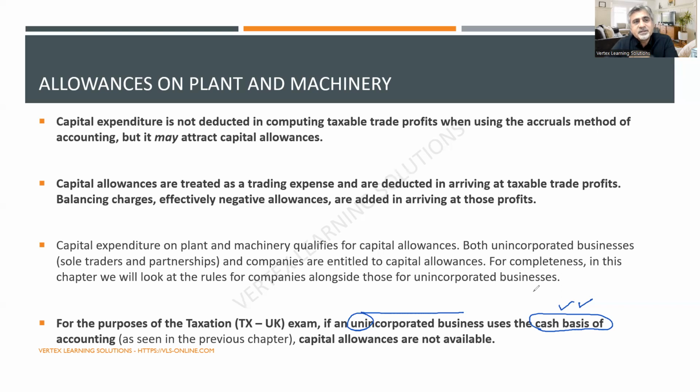Why are they given a choice? Because these are small businesses. Accrual accounting is sometimes difficult because you need to calculate accruals for all incomes and expenses, which may become challenging. So small businesses are allowed to choose whether to use the difficult accrual method or the simple cash method. And many say, I will use the simple cash method. So if they use the simple cash method, then capital allowances are not available. Just remember this point.